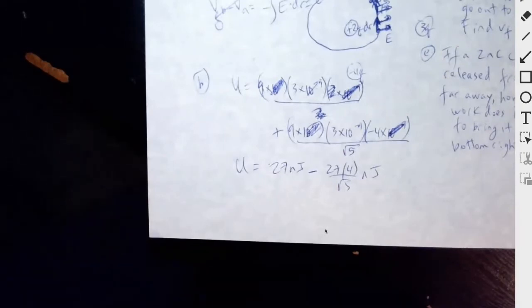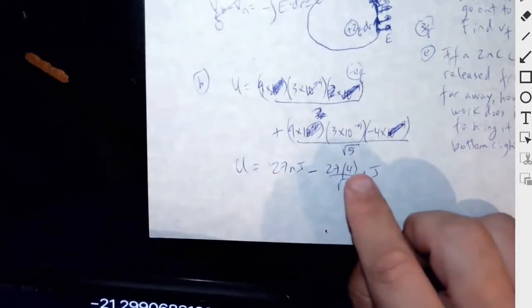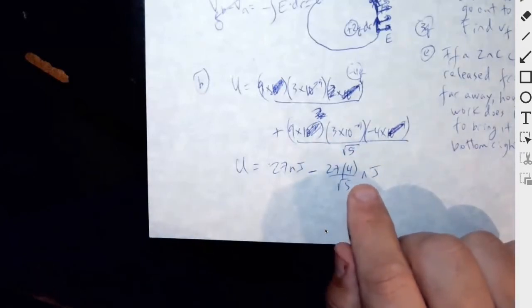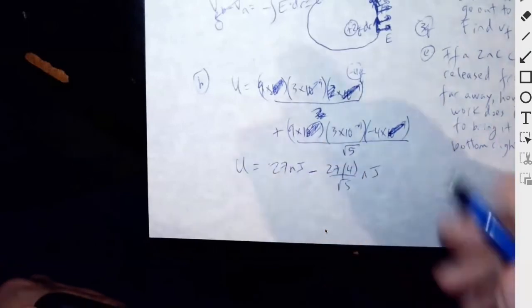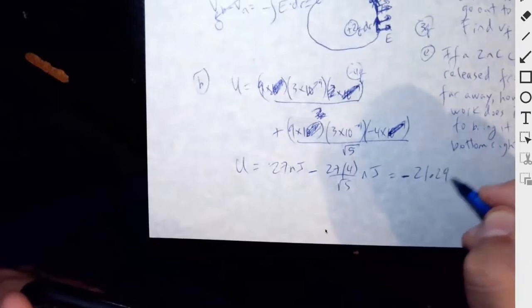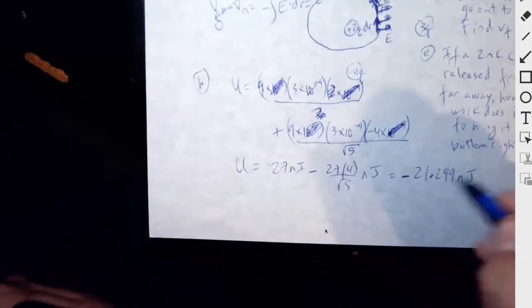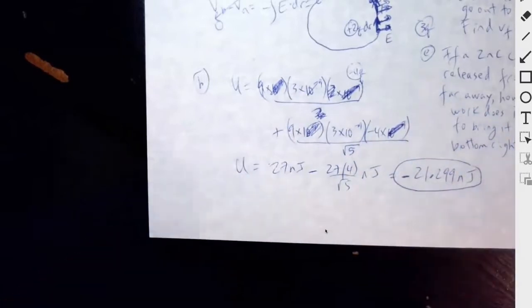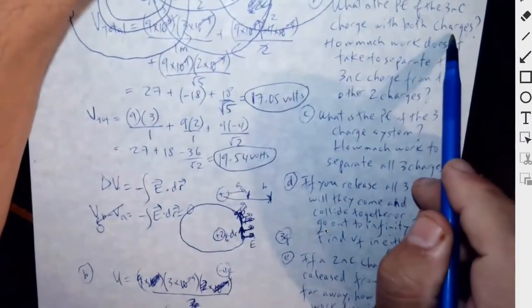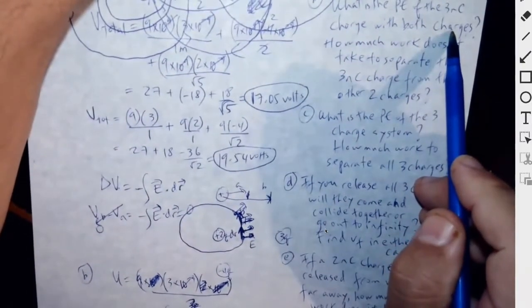Oh, negative. Yeah, this is a bigger number, 36 over root 5. So the energy that the 3 has with both of them is negative 21.299 nanojoules. Okay, so the question was put this way: what is the potential energy of the 3 with both charges? So then we would say negative 21 nanojoules.